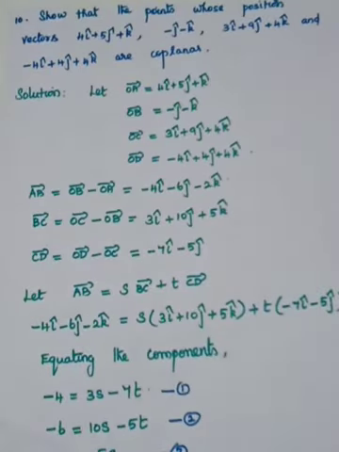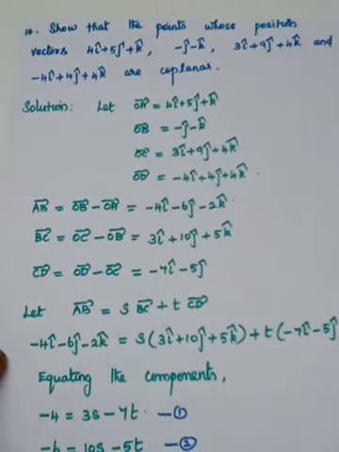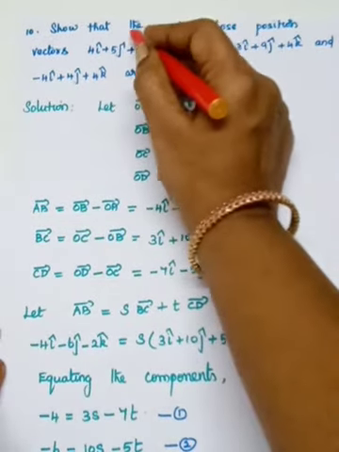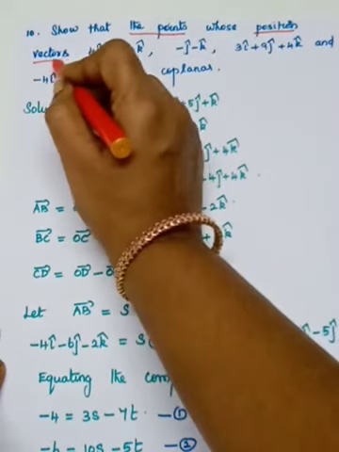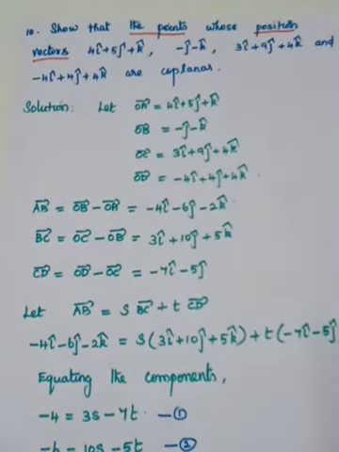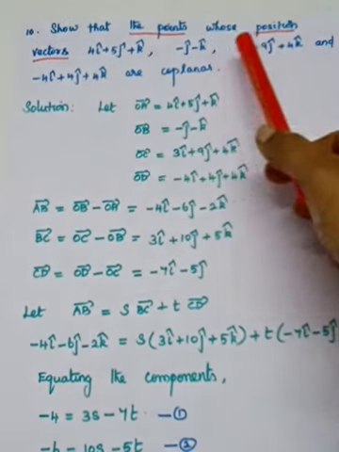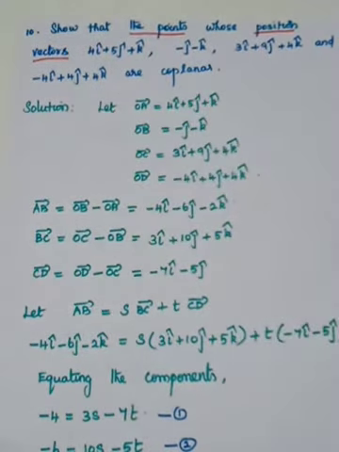Show that the points whose position vectors, keep that in mind, points whose position vectors, are coplanar. So we have to consider the points. How many position vectors are given? 1, 2, 3, 4. They are coplanar. Okay, the points whose position vectors are coplanar. So 4 vectors are given. What vectors? Position vectors. So consider the points A, B, C, D.